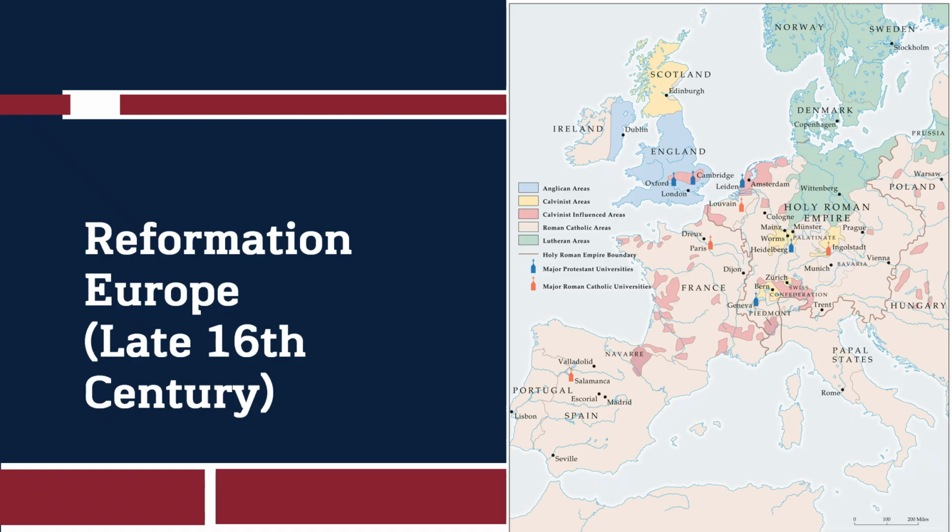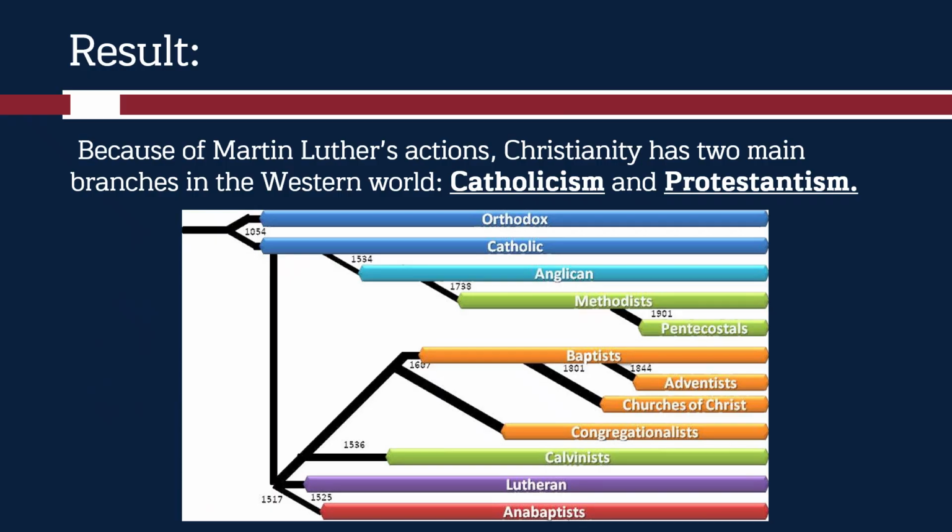We also see that several universities were established as Roman Catholic universities, and then will shift their philosophy to support the Protestant ideologies in the religion, such as Cambridge and Oxford, both being established originally as religious universities. So because of Martin Luther's action, Christianity has two main branches in the Western world, that is Catholicism and Protestantism.